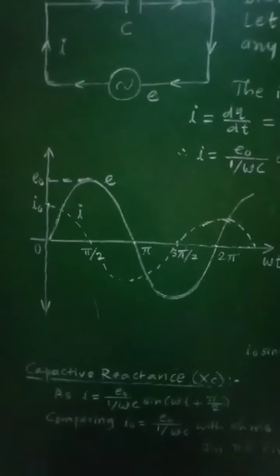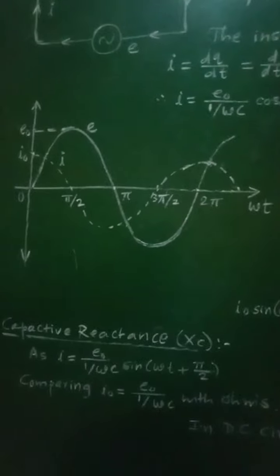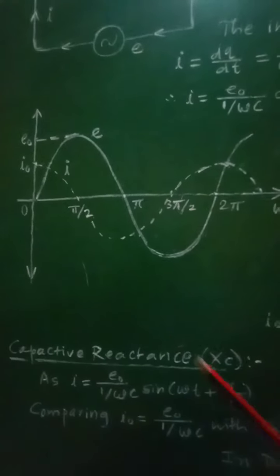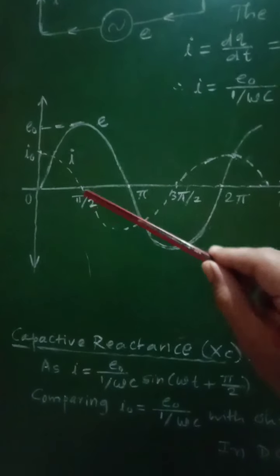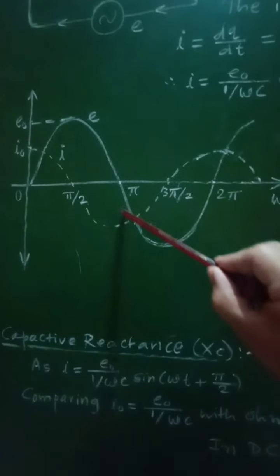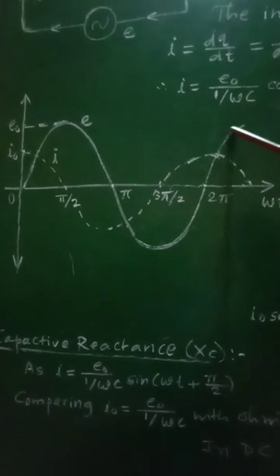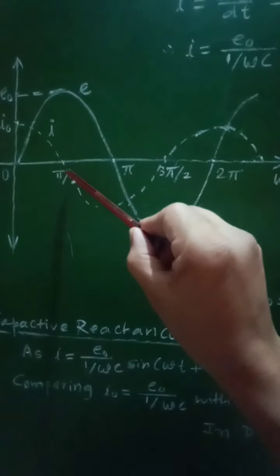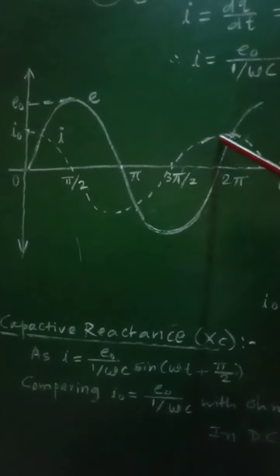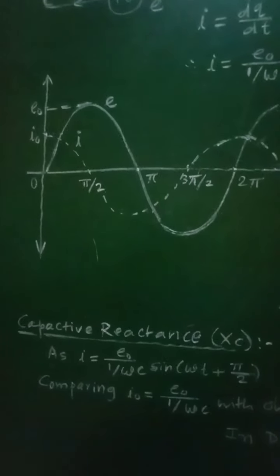If we plot the graph of E against omega t and I against omega t, then the nature of the graph will be as shown. So this continuous line will represent the variation of EMF and this dotted curve will represent the variation of current.